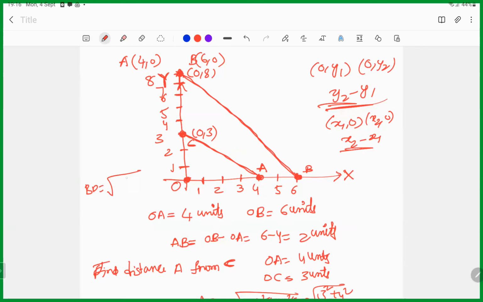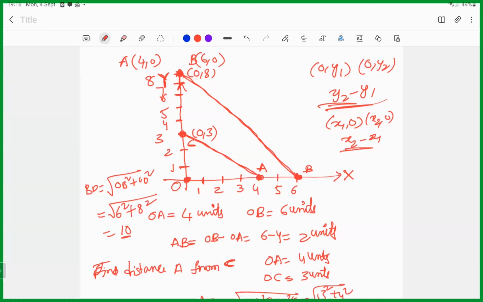OB square plus OD square. OB square is how much? How many units? 6 units. 8 units. It will be 10. 6 square plus 8 square will be 100. Square root of 100 will be 10.